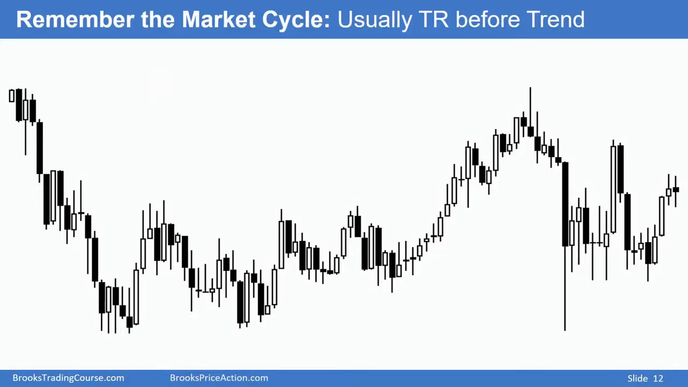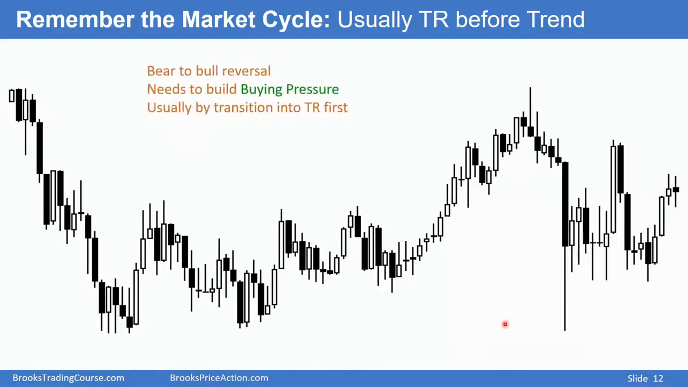Remember the market cycle. A bear trend usually transitions into a trading range before you can get a bull trend. While in the trading range, the bulls can create enough buying pressure so that eventually there will be a successful major trend reversal and a bull trend.